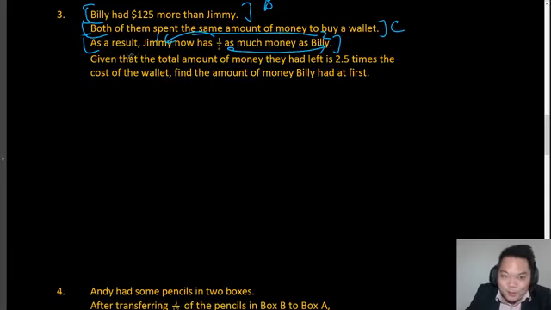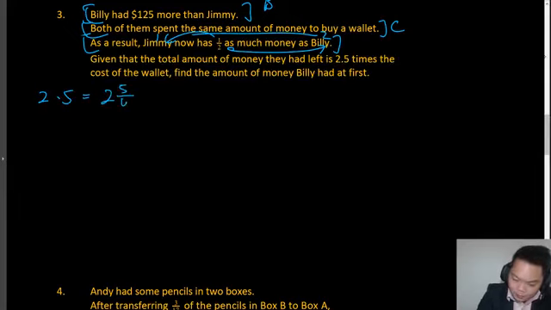So given that the total amount of money that they had left is 2.5 times the cost of the wallet, one very important thing in unit allocation is to convert this to an improper fraction in its simplest form first. So this becomes 25 out of 10, and it breaks down to 5 out of 2. So the money that they had left is 5 out of 2 of the cost of the wallet.